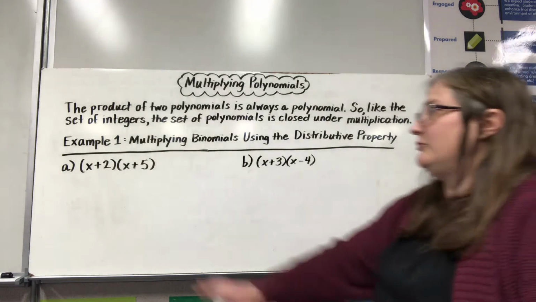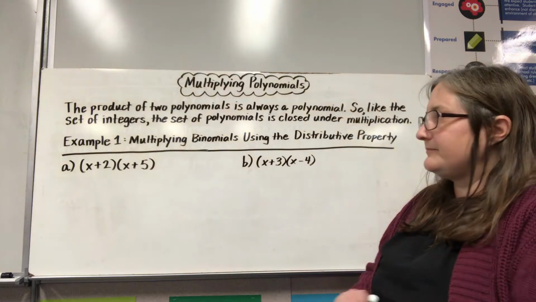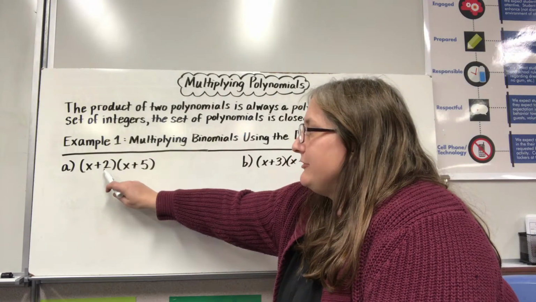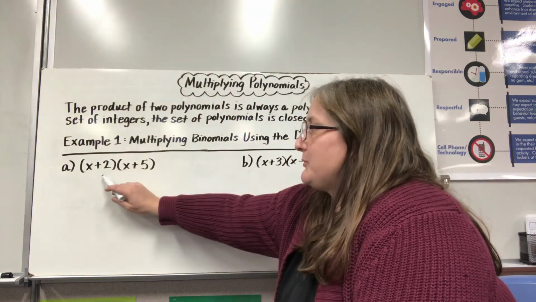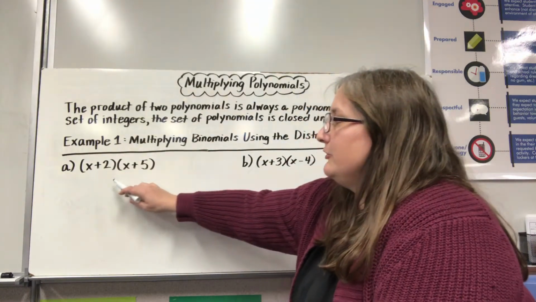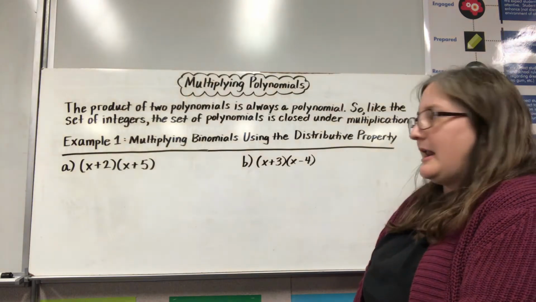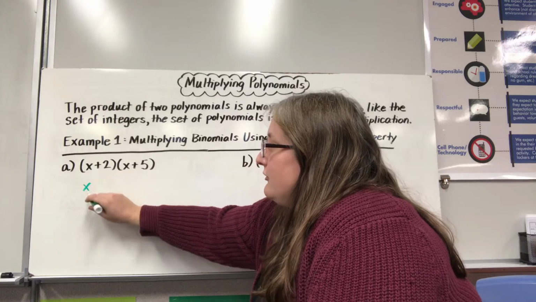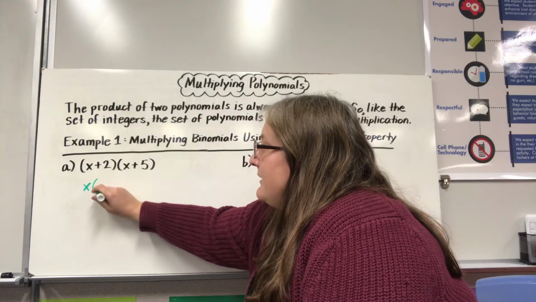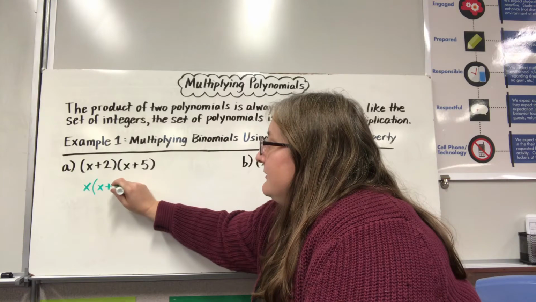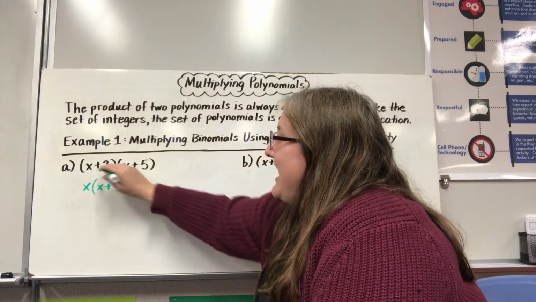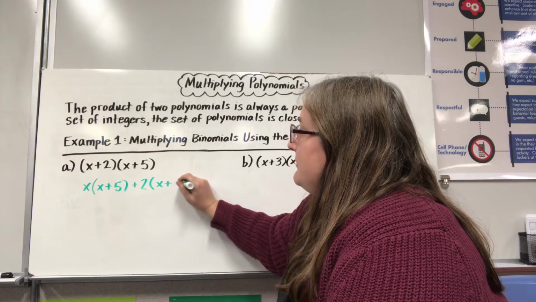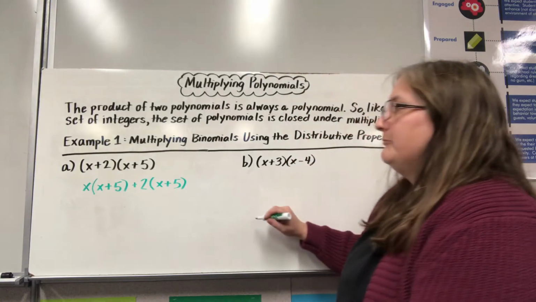So when I have here two binomials that I want to multiply, I'm actually going to distribute the x and the 2 that are in this first parenthesis, part of my first binomial, to my second binomial. And how I'm going to do that is I'm going to start by multiplying x, this first term in my first binomial, times the entire second binomial. And I'm going to add that to 2 times x plus 5. And now I'm going to solve both of these.